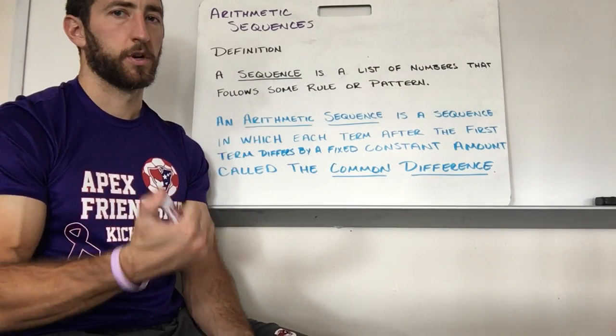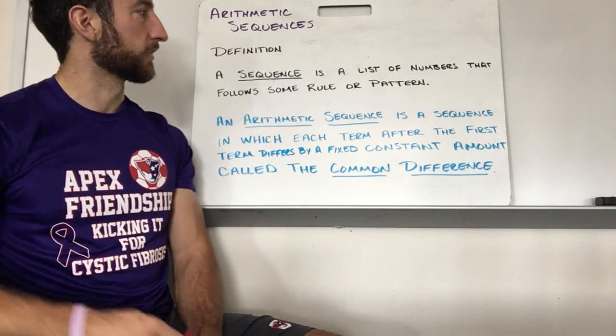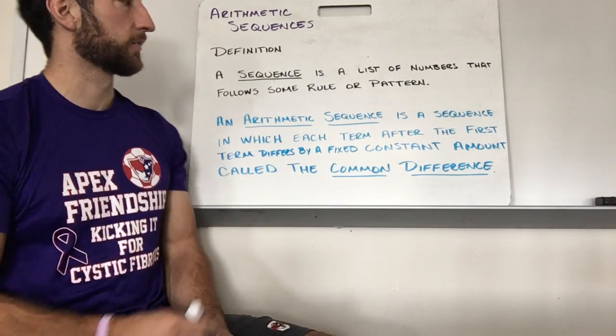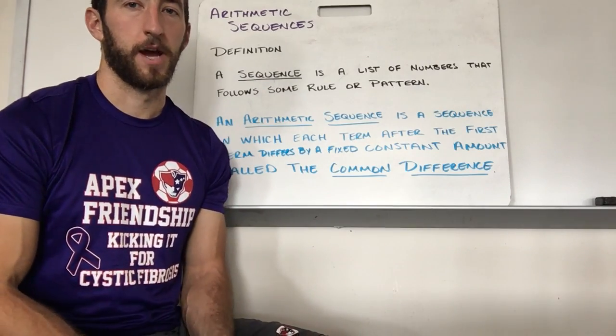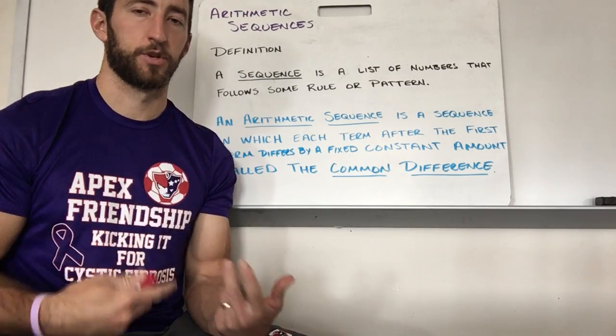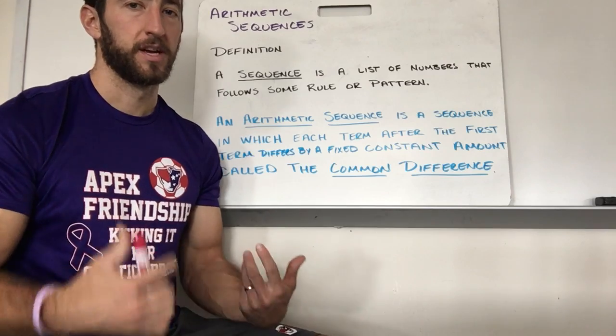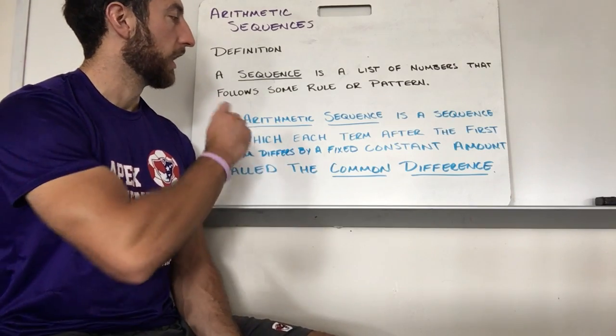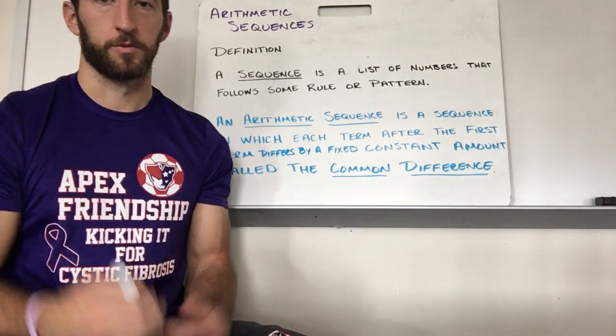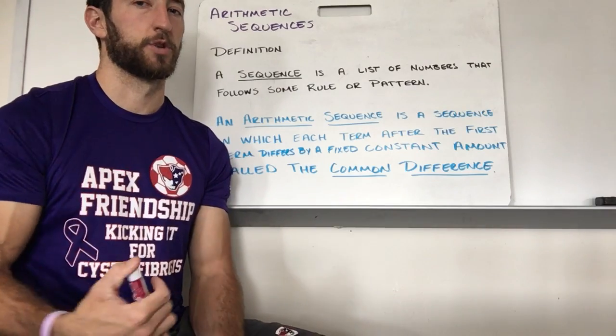Class, today we're going to talk about arithmetic sequences. An arithmetic sequence is a list of numbers that follows some rule or pattern. It's going to be adding or subtracting or dividing or multiplying by the same amount each time. An arithmetic sequence is a specific sequence where we're adding or subtracting the same amount.